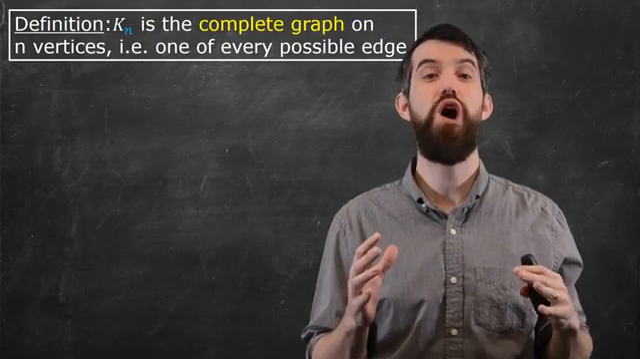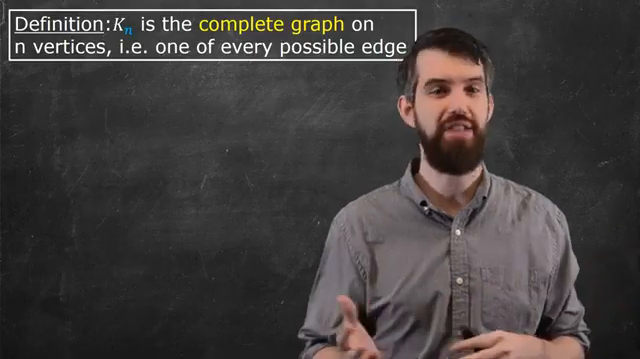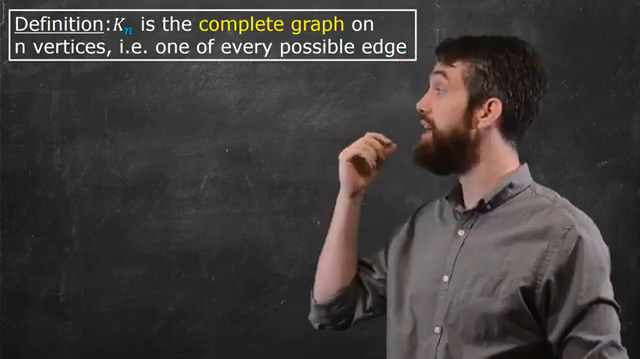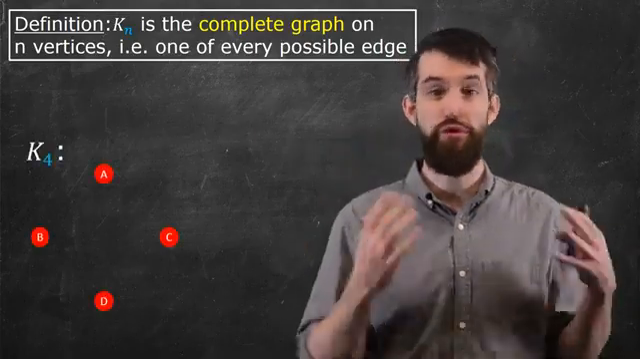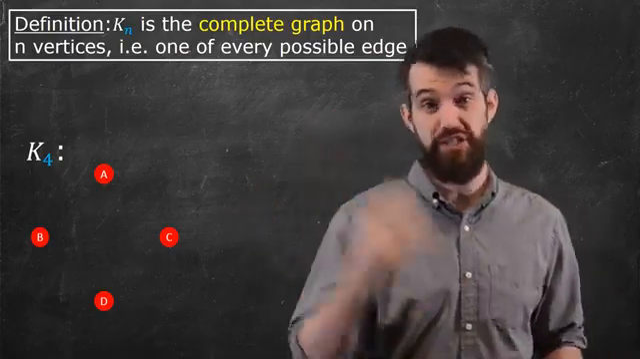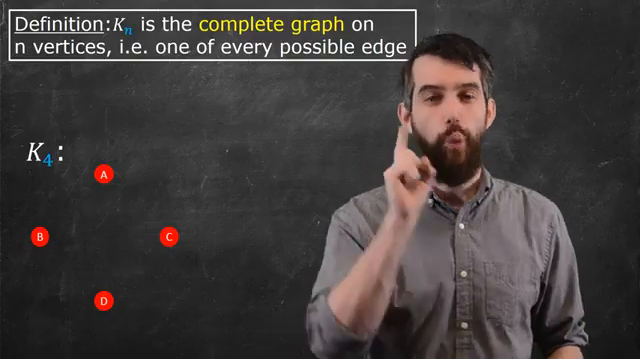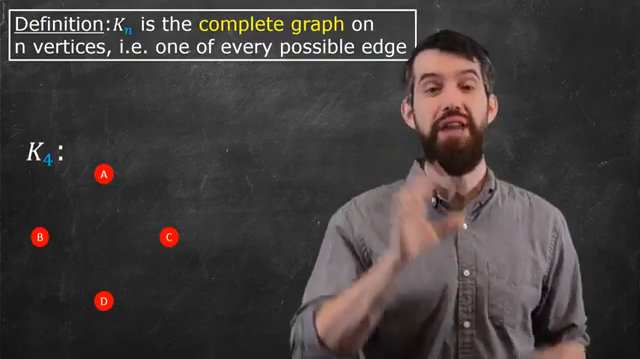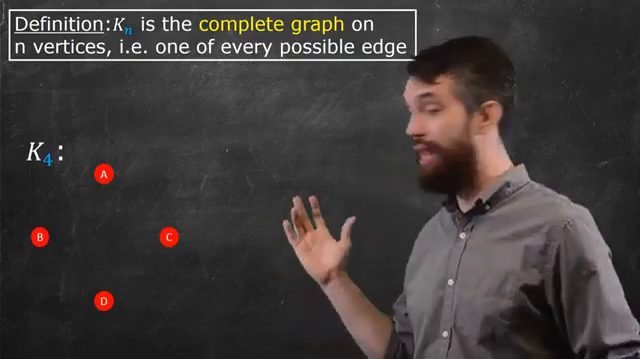In this video, we're going to talk about a couple different properties that graphs can have. The first of these is the idea of a complete graph. For instance, K4 is the complete graph on 4 vertices that I've put up. We want to have exactly one edge between every one of these vertices. And so it looks a little bit like this.